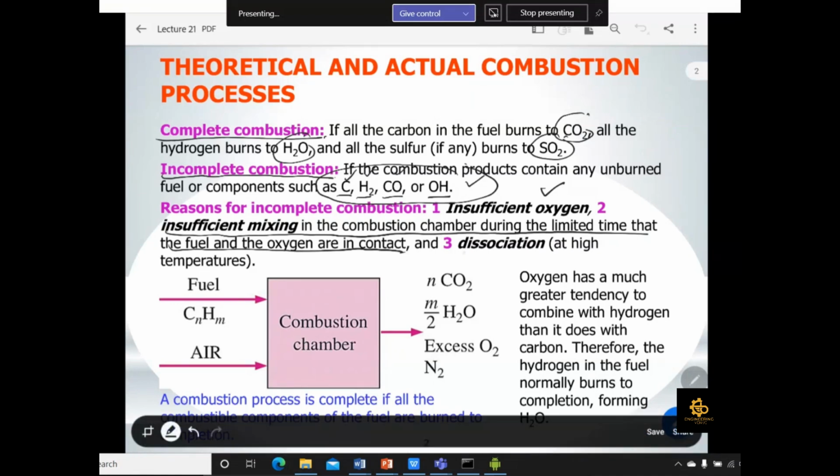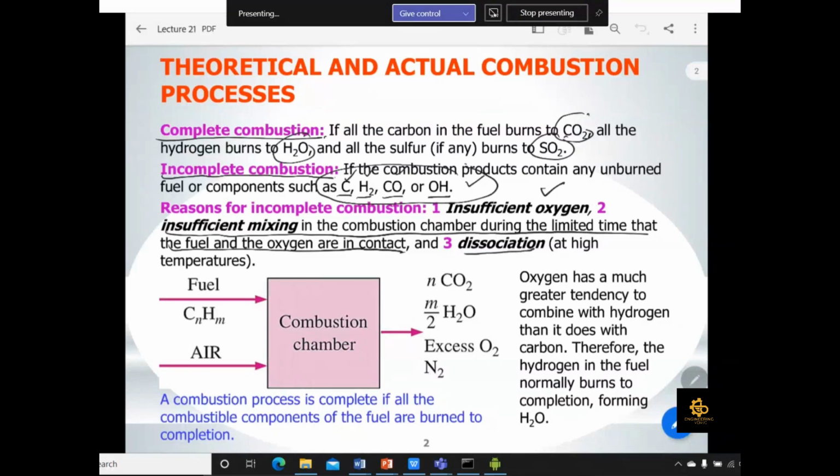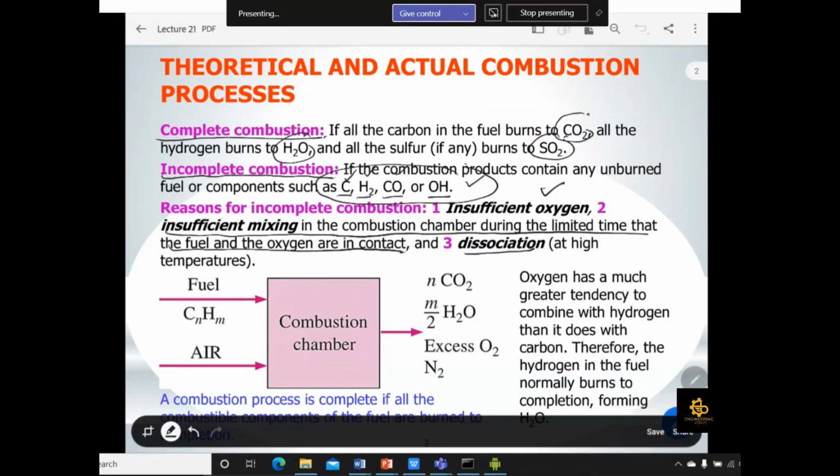Another cause is dissociation. You already know this term: breaking up the molecules or atoms into different forms at high temperature is the phenomenon we call dissociation.